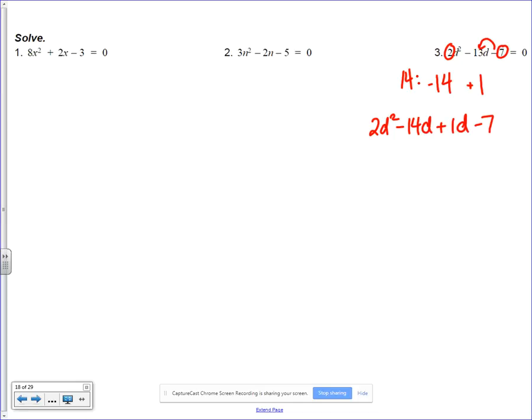Don't forget, folks, that it still equals 0. Okay, I'm ready to solve now. Are you ready to solve? Yes? What's the first equation going to be?